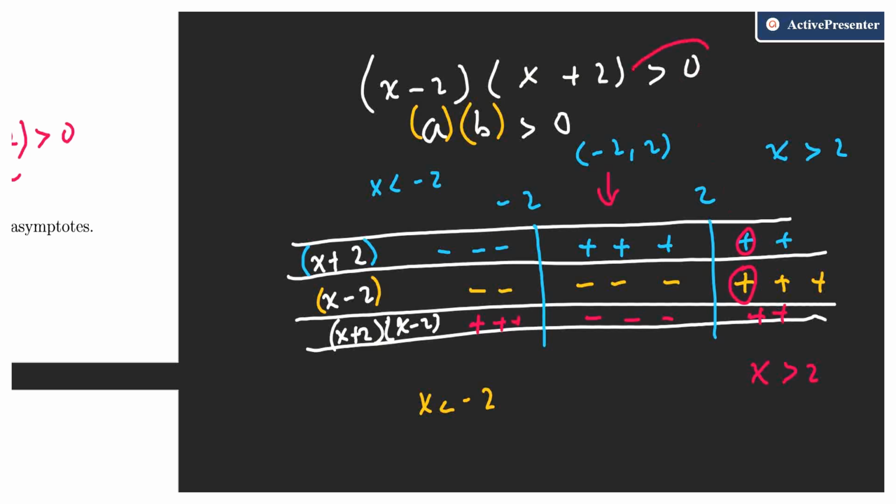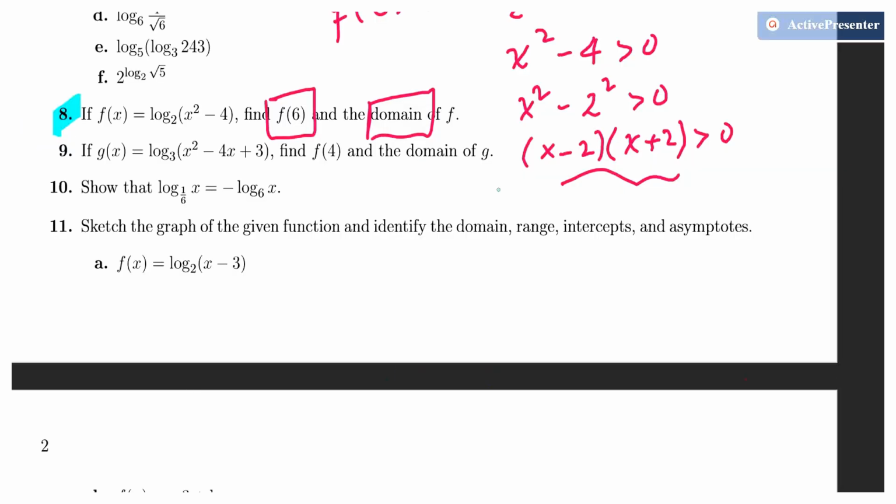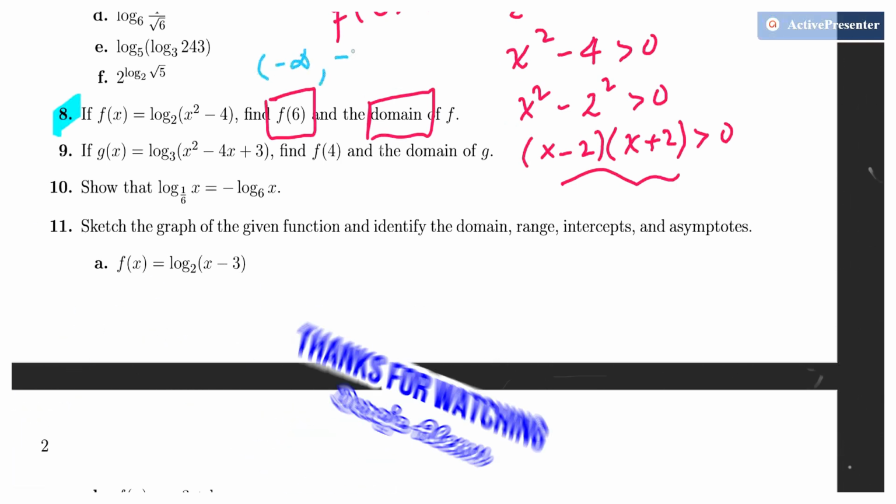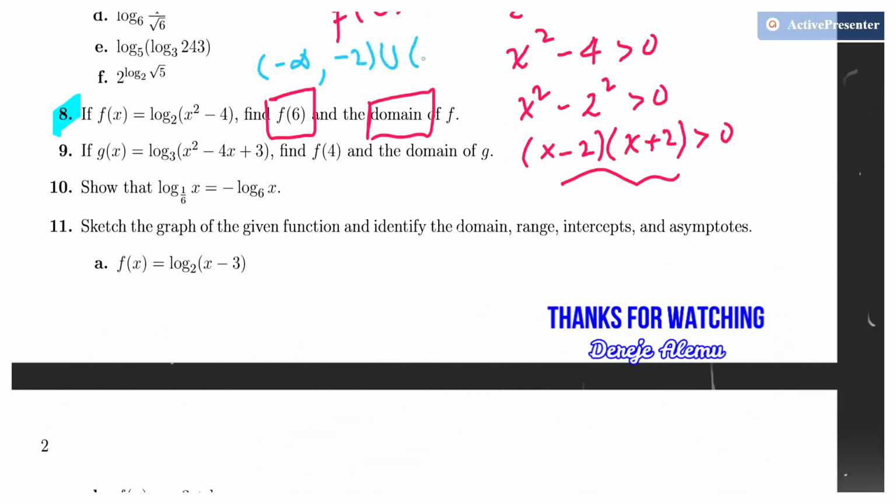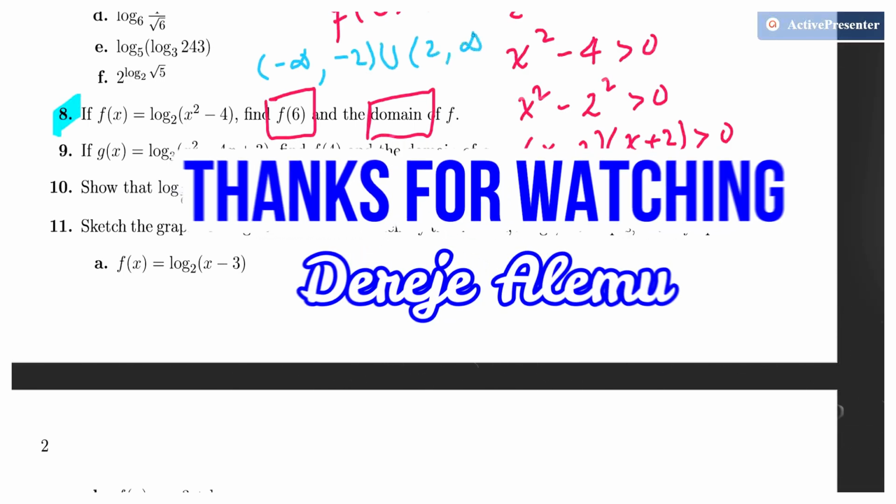But we need only the intervals which give positive, x square minus 4 greater than 0. So it will be greater than 0 for this interval and for this interval. So that means our domain will be from minus infinity up to negative 2, union from 2 up to positive infinity.